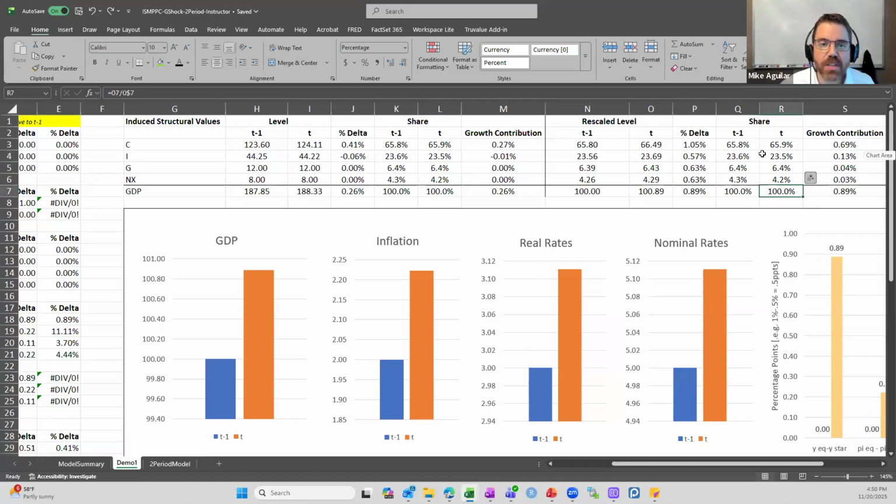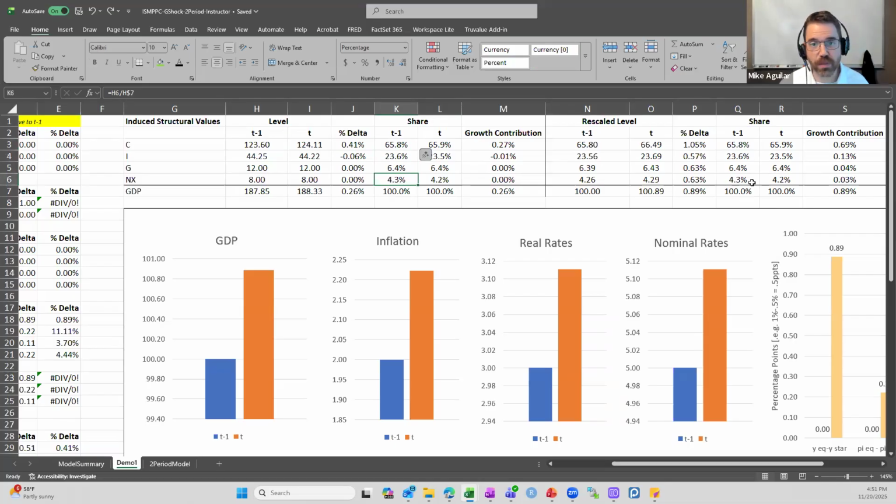So take a look at the shares. 65.8% was the share of the consumer for total GDP in period T minus 1 in my rescaled version. And hey, that looks familiar, right? So K3, 65.8% of total economic activity in period T minus 1, which means before the shock, was due to the consumer in my induced structural value.